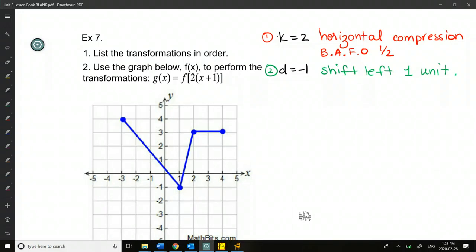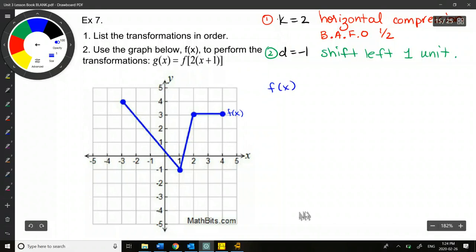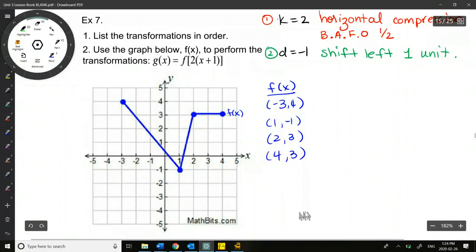Okay, so both of these are horizontal transformations. Are these transformations to the x coordinates or the y coordinates? They're both changes to the x coordinates. So if we look at our graph of f of x, I'm just going to write down these points that are on the graph, and then we're going to do some calculations to those points. So we have the points -3, 4; 1, -1; 2, 3; and 4, 3. That's our parent function for this particular question.